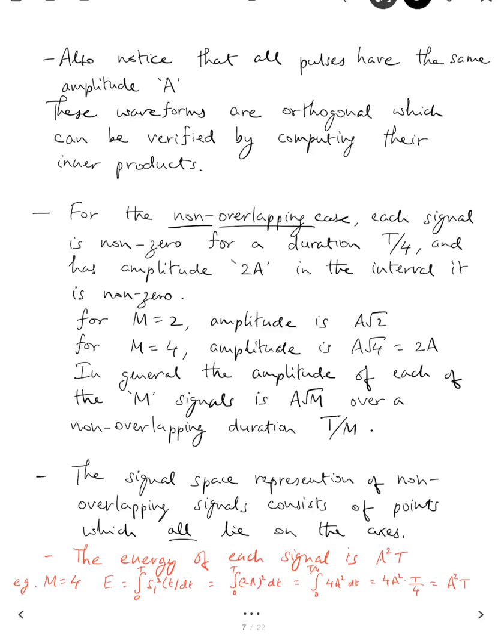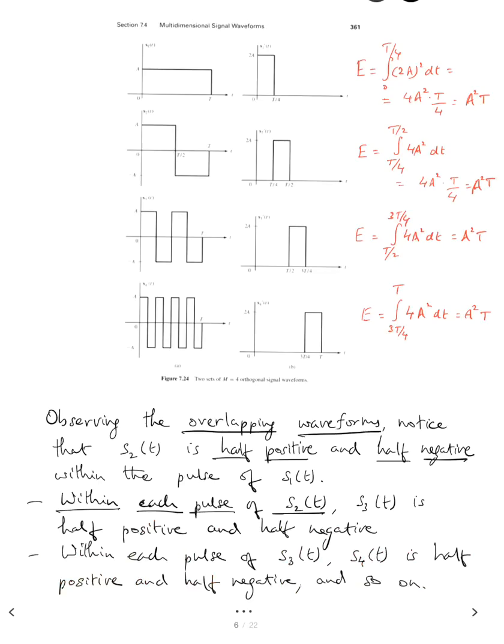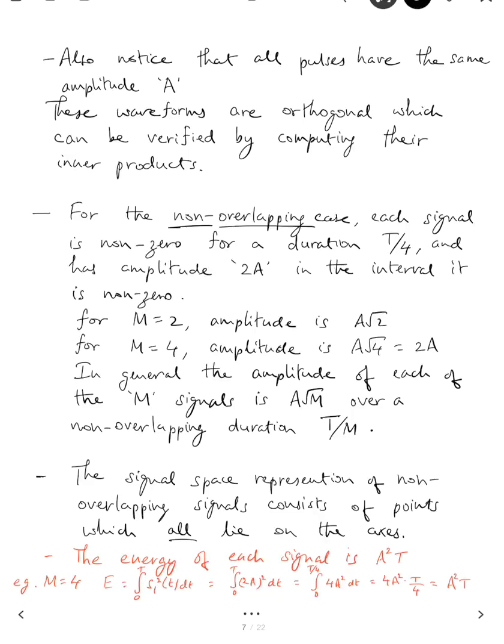For M equal to 4, the amplitude is A root 4, which is 2A, and the duration is T by 4. So in general, the amplitude of each of the M signals is A root M, and each of them will have a duration of T by M. So the first signal will be from 0 to T by M, and the second will be from T by M to 2T by M, and so on and so forth.